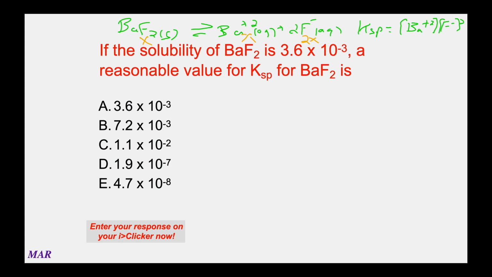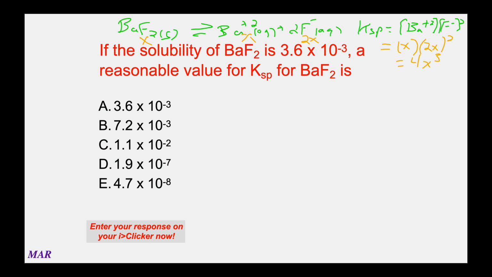So if you want to get really fancy, well, over here, barium we said was X, fluoride was 2X, but we square it. This is a 4x cubed equaling KSP problem like we saw in lecture. If you have 2 anions and 1 cation, or 2 cations and 1 anion, the relationship between solubility X and KSP is going to be this: KSP equals 4x to the third power. So the easiest way to do this problem then would be to have 3.6 times 10 to the minus 3, which is X, raise it to the third power, multiply it by 4.